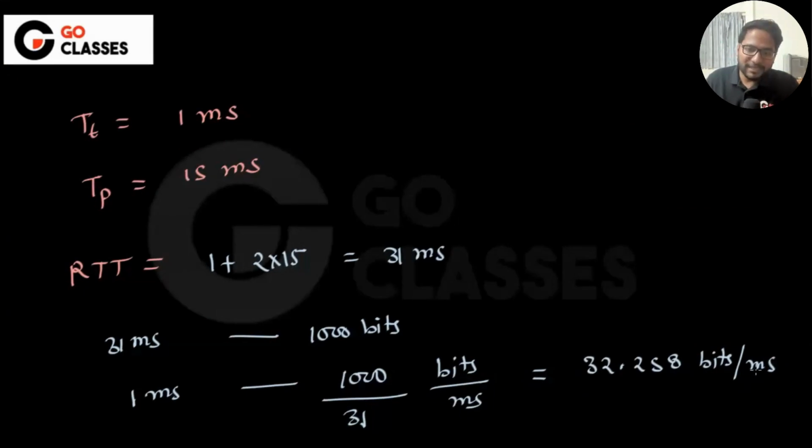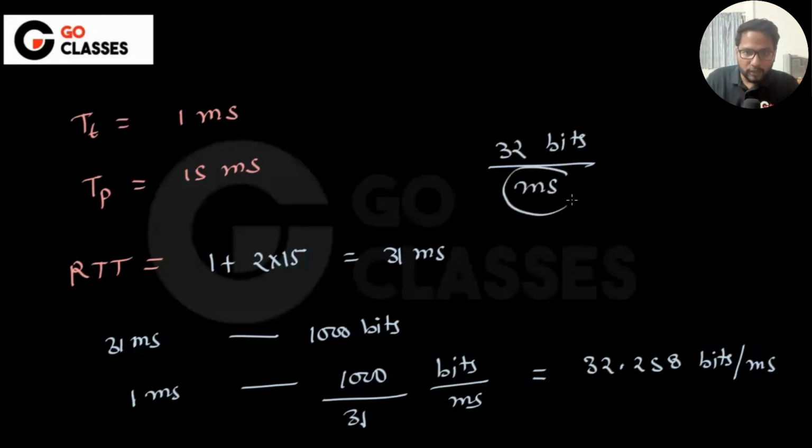See, this is milliseconds. For this millisecond, you need to basically multiply by 10 to the power minus 3. So ultimately, this is 32 bits per millisecond.